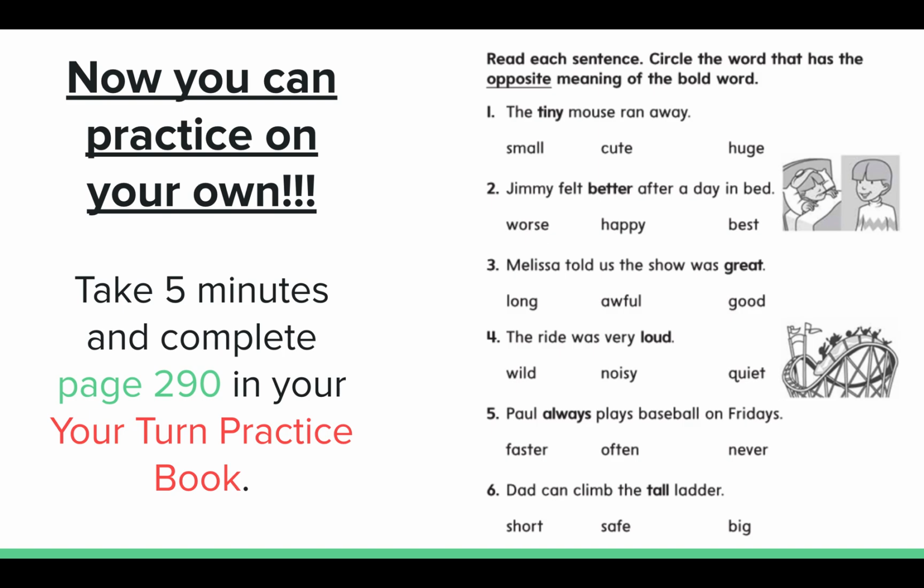Turn to page 290 in your Your Turn practice book. Give yourself 5 minutes. Pause the video. What I want you to do is read each sentence, circle the word that has the opposite meaning of the bold word. We're looking for its antonym. Go ahead and take your time. Complete numbers 1 through 6, and then press play to see if you get your answers right.